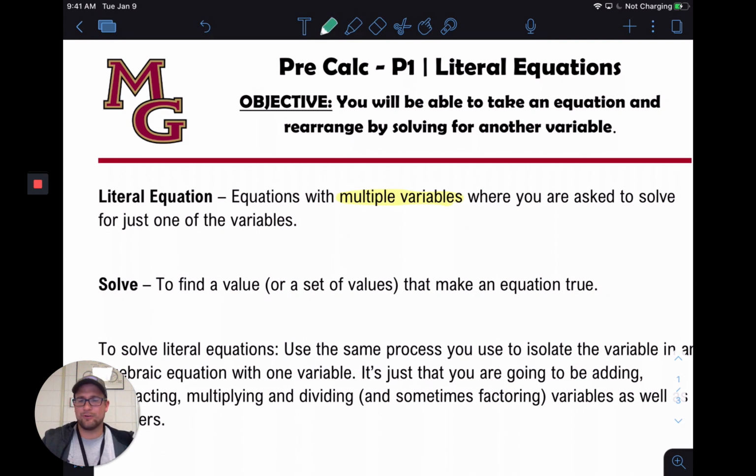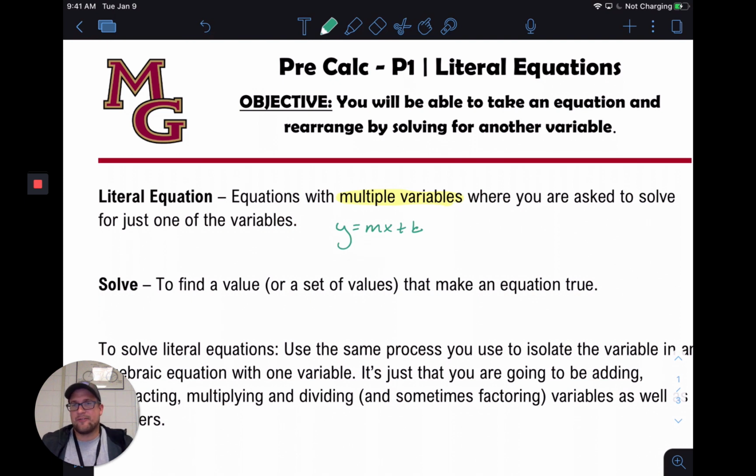A common literal equation that you've seen many times is y is equal to mx plus b. We have, in this situation, 4 different variables that we might be asked to isolate or get alone, right? So that is a literal equation. We're going to look at some that are a little bit more complicated than that today, though.